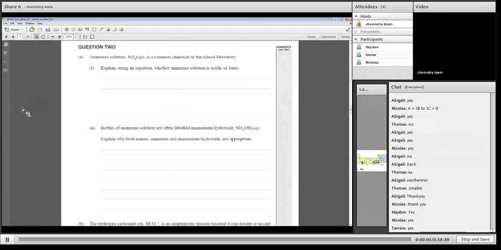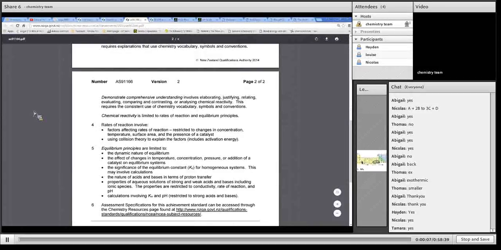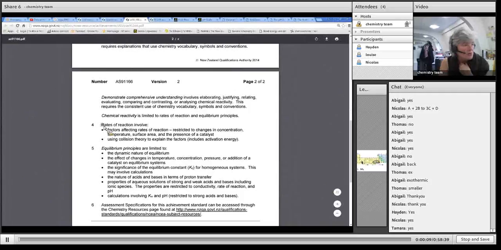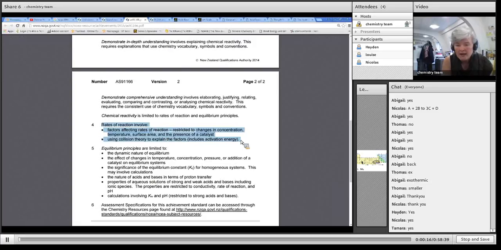What do you need to know for this exam that you've got to revise? Well, first, rates of reaction. So that's what we did in the 2061. And there you looked at the important things that affected rate of reaction.